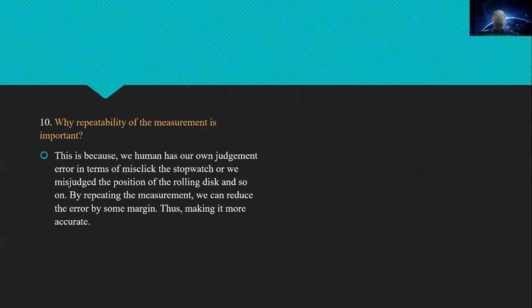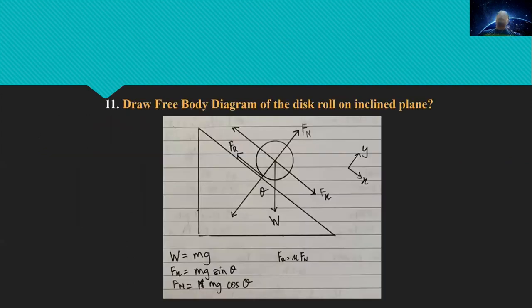The next question is why repeatability of the measurement is important. This is because we humans have our own judgment error, in terms of misclicking the stopwatch, or we misjudge the position of the rolling disc and so on. By repeating the measurement, we can reduce the error by some margin, and thus make it more accurate. The next part is the free body diagram of the disc rolling on an inclined plane.